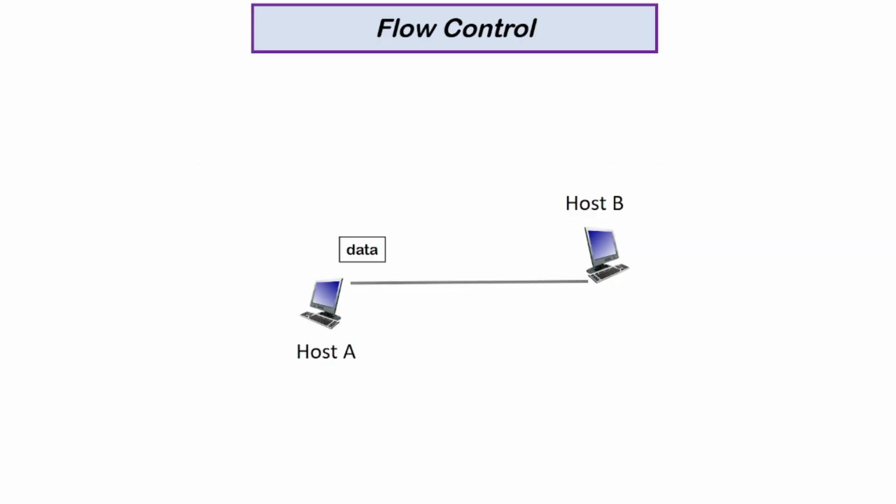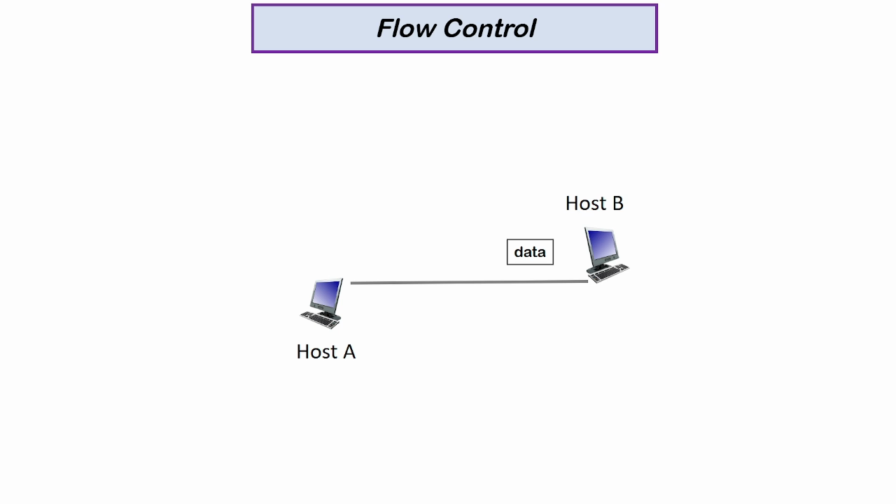The same concept applies to computer networks. If one computer is sending data, let's say at 10 Mbps, but another is able to receive data at only 2 Mbps, then there will be loss of data at the receiver side. To prevent that loss, we need to implement flow control.